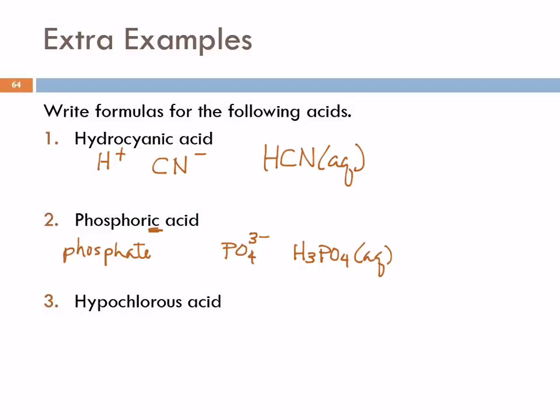Hypochlorous acid. What kind of acid? Oxyacid. Hypo and hydro kind of look alike, right? But they're not the same. This is hypo. Hypochlorous comes from hypo what? Chlorite. Hypochlorite. What's the formula for the hypochlorite ion? ClO minus 1. So we need 1 H plus. This is HClO.